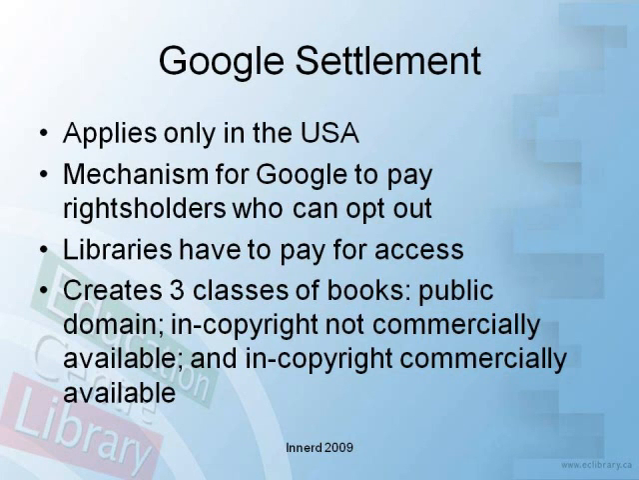Many people are aware of this dispute that was taking place between Google and publishers. They have now come to an agreement that applies in the US. It has created 3 classes of books and allows for rights holders to have the ability to opt out, not in but out, and it provides a mechanism for Google to sell books and pay rights holders.